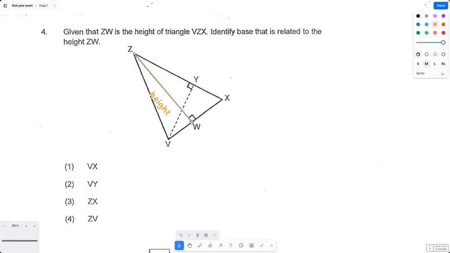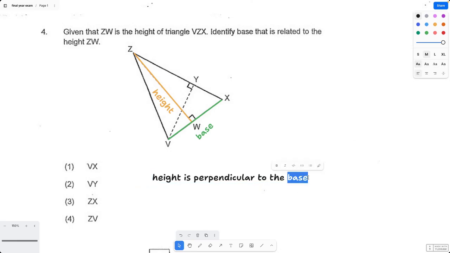Then what is the base? If you think the base is VX, then you're right. You always want to get the perpendicular to your height in this case. So I'm going to put the base as green. I'm going to write down also that your height is perpendicular to the base. So that's number 1.